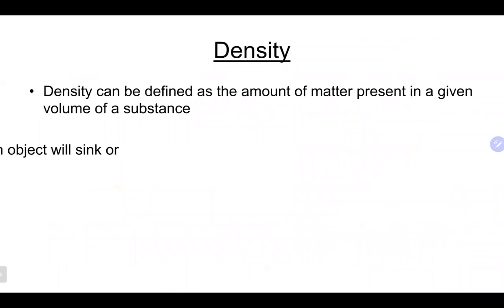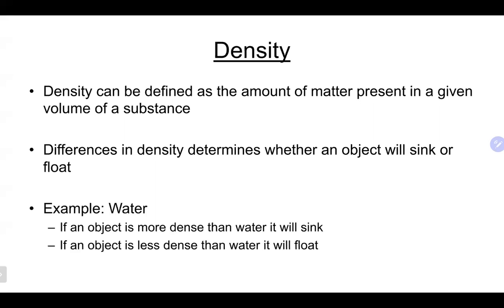All right, the next thing we're going to talk about is density. So density can be defined as the amount of matter that's present in a given volume of solution. Density of an object is basically mass over volume, the mass divided by volume. Differences in densities determine whether or not, for example, an object will sink. So if we put an object in water, the differences in density will determine whether or not it will sink or float. If something is more dense than liquid water, it will sink. If it's less dense than liquid water, it will float.